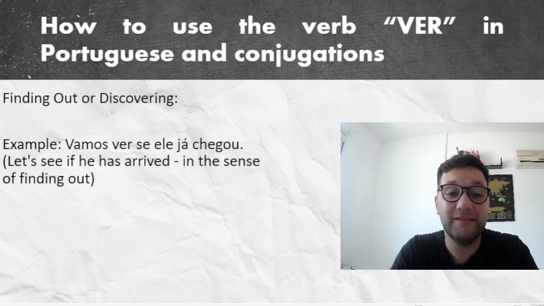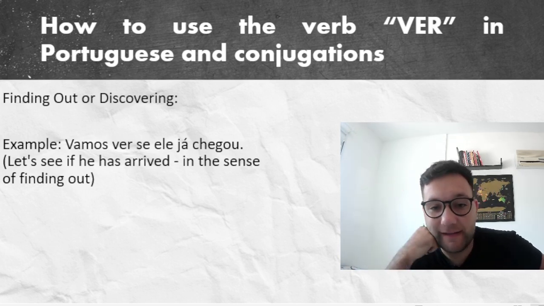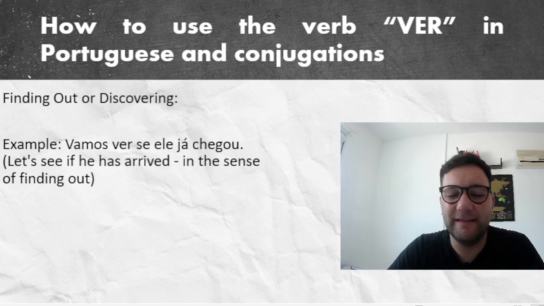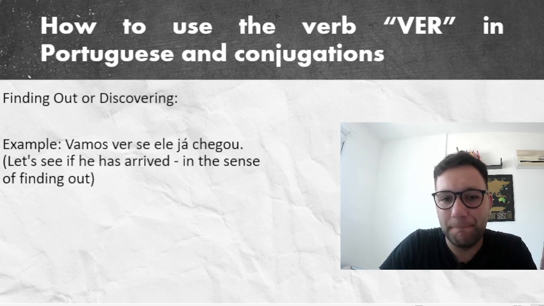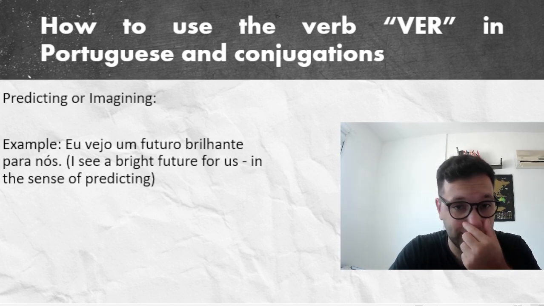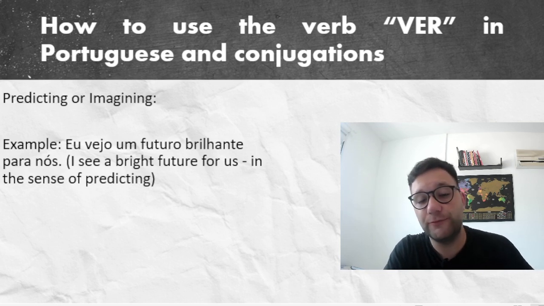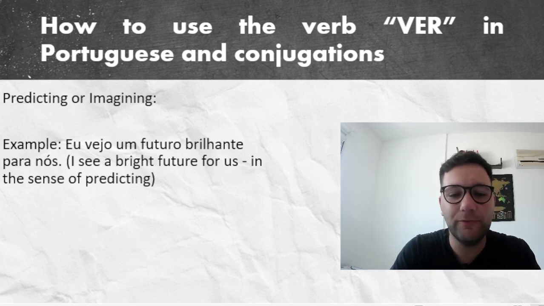Also, we can use it as finding out or discovering. In the example here, vamos ver se ele já chegou. Let's see if he has arrived. Here it's the same sense as in English, like finding out. This is very similar to English. Also, we can use it for predicting or imagining. Eu vejo futuro. I see a future. Here the example: eu vejo um futuro brilhante para nós. I see a bright future for us. Here it's the same as in English. When you want to predict or imagine, you can use the verb ver, to see, as in English.